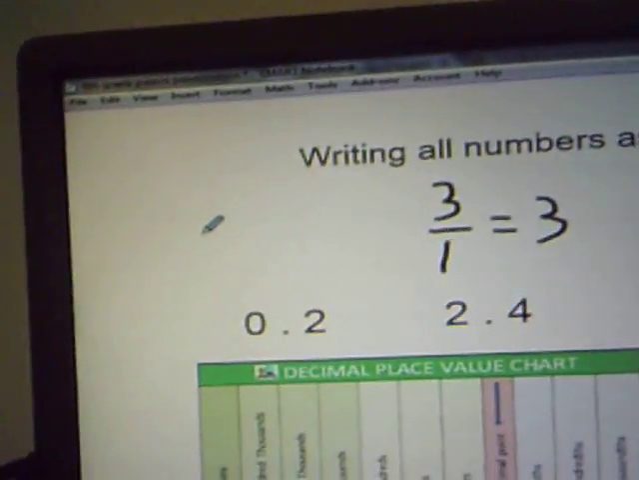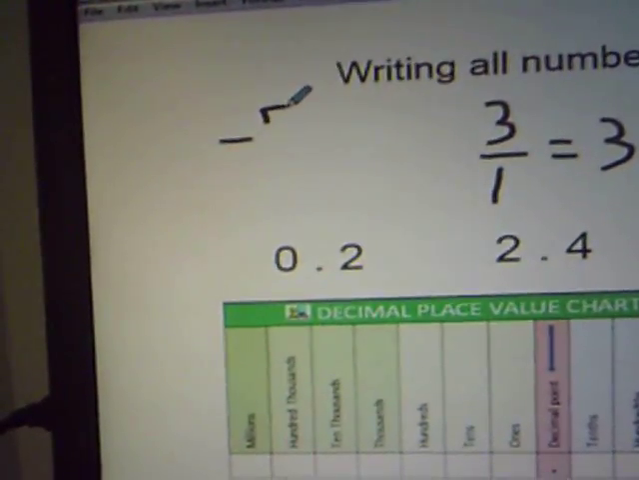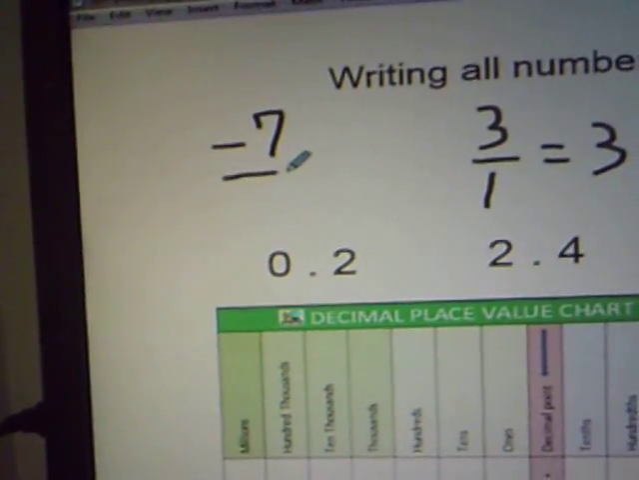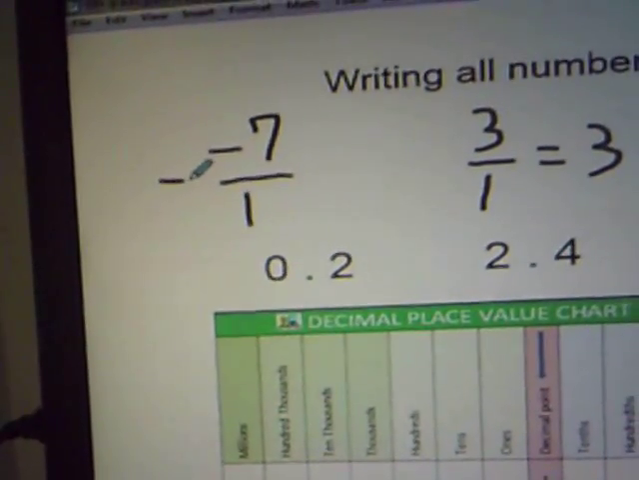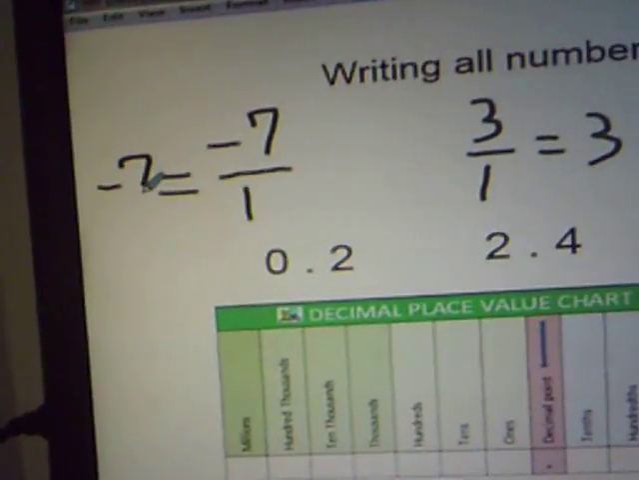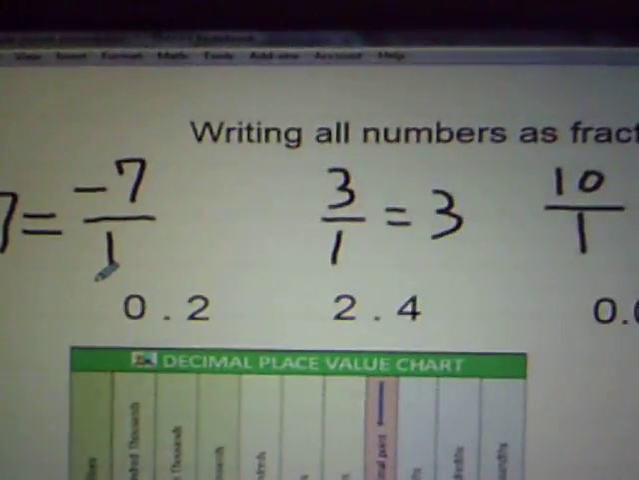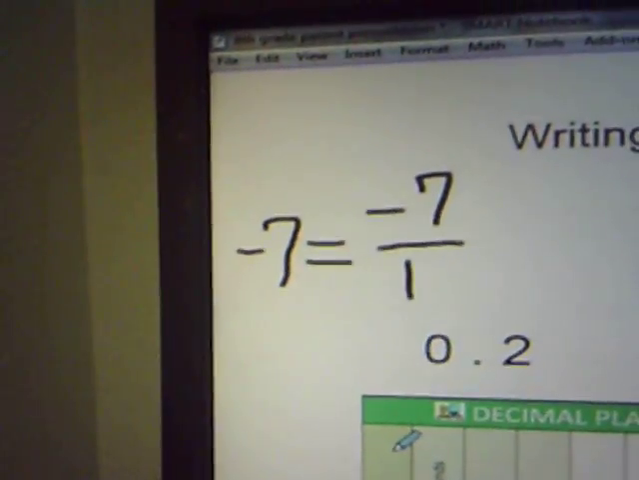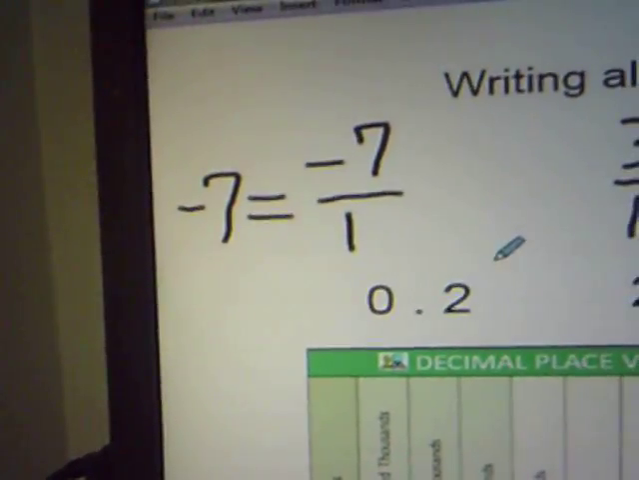Let's look over here and talk about negative numbers, because negative numbers use the same method. Let's say you have a number such as negative 7. Well, same process. Fraction bar, 1. Negative 7 over 1. It's the same exact value as negative 7. Same place on the number line. It's just another way of writing it. So any number, no matter how large or small, positive or negative alike, can all be written as a fraction by putting the fraction bar and the number 1.